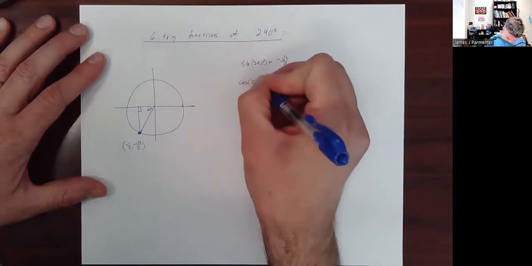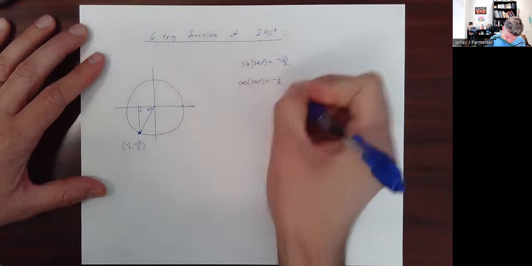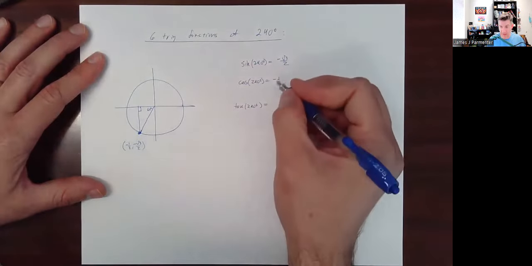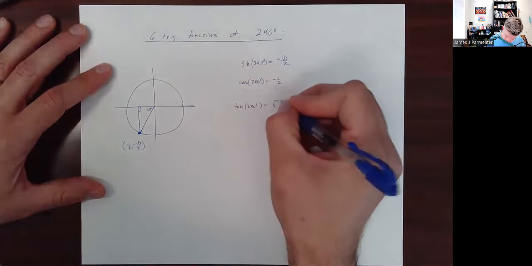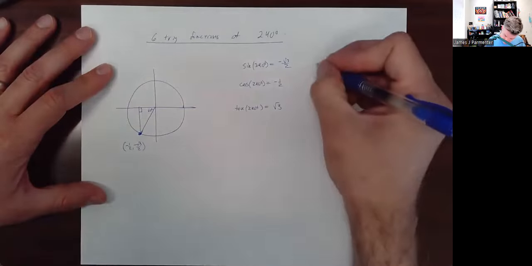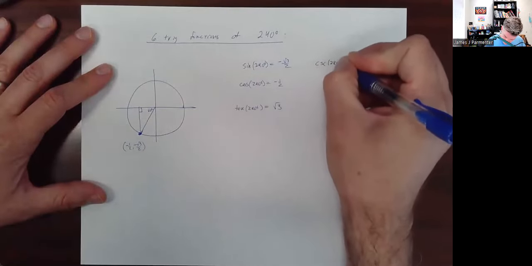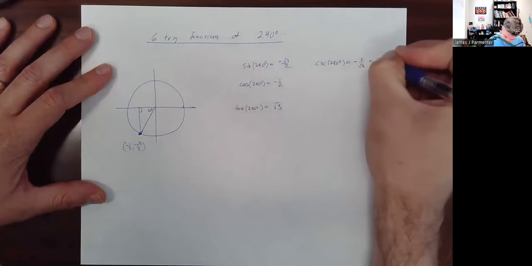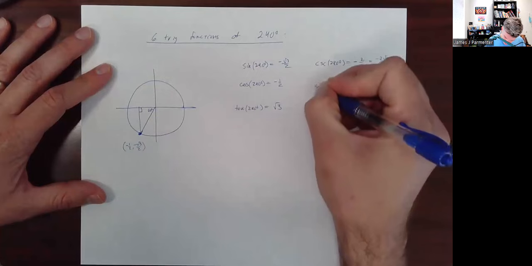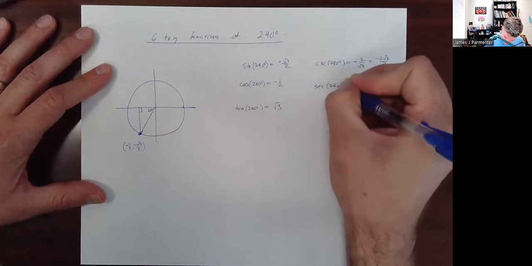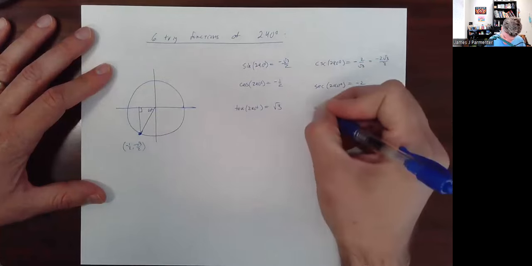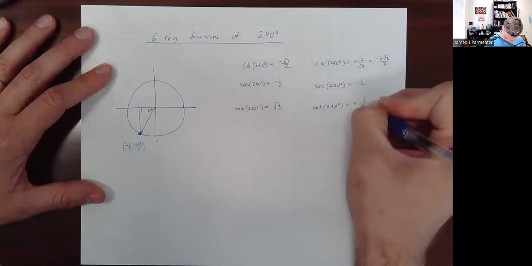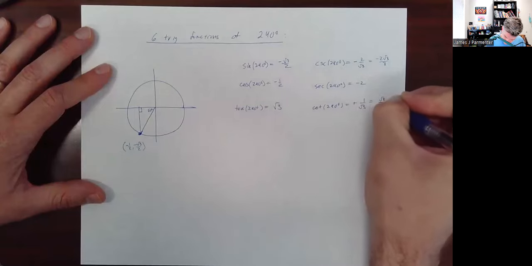Cosine of 240 degrees is negative 1/2. Tangent of 240 degrees is negative root 3 over 2 divided by negative 1/2, which is positive root 3. And then the reciprocals. Cosecant of 240 is negative 2 over root 3, which rationalizes as negative 2 root 3 over 3. Secant of 240 is negative 2. Cotangent of 240 degrees is positive 1 over root 3, which rationalizes as root 3 over 3.